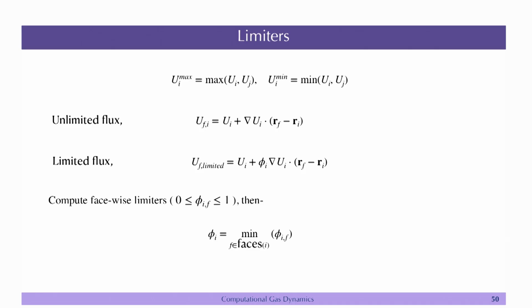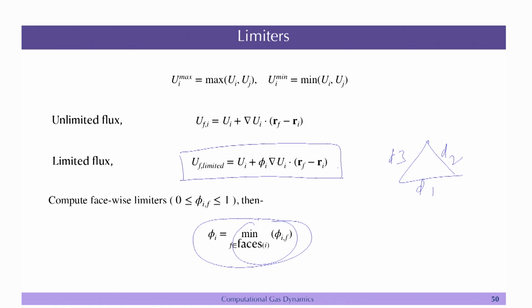Another thing is that since a cell can have many faces, 1, 2, 3, you can calculate the limiter at every face, phi 1, phi 2 and phi 3. Then you have to select the minimum of all these limiters. The minimum of whatever slopes you are getting will be used to update the value at the faces.